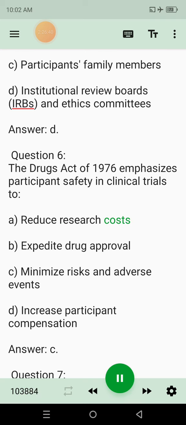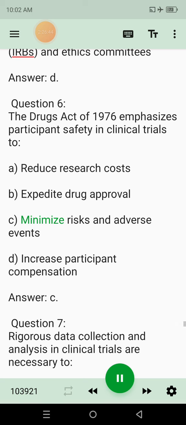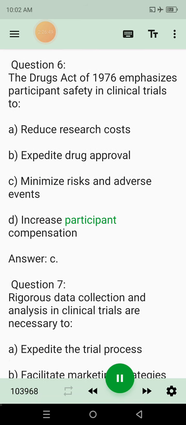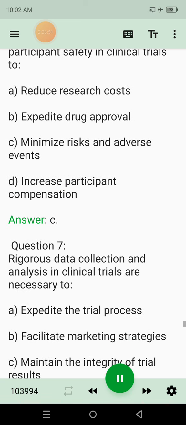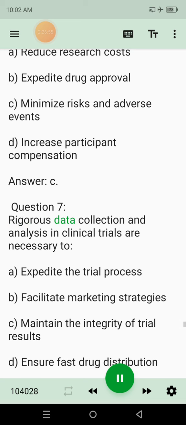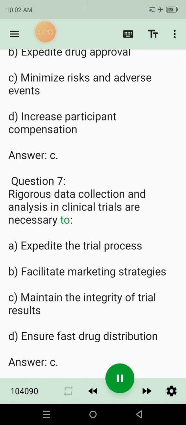Question 6. The Drugs Act of 1976 emphasizes participant safety in clinical trials to: A. Reduce research costs. B. Expedite drug approval. C. Minimize risks and adverse events. D. Increase participant compensation. Answer: C.